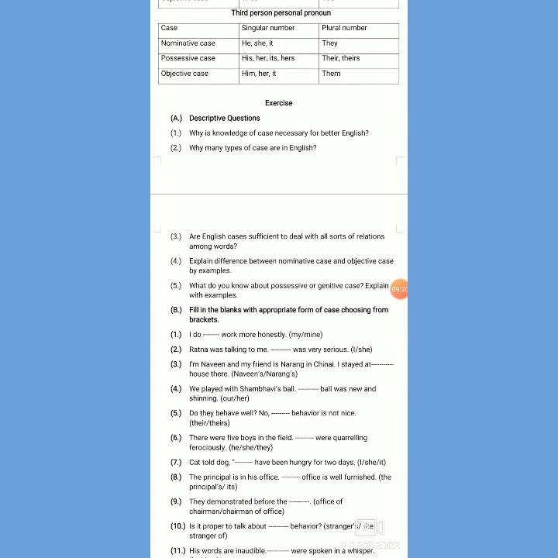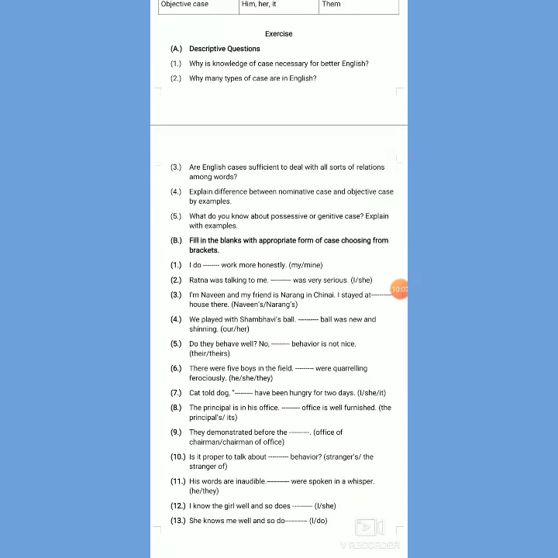Are English cases sufficient to deal with all sorts of relations among words? No, we cannot say that by dint of only 3 types of cases we can deal with everything. We have other things to deal with by the help of prepositions also. The idea of separation is expressed by the preposition from, and so on. There are many different ideas which the Sanskrit Karak system deals with when talking about nouns and pronouns in terms of their vibhakti, because there all relations have been discussed. But in English only three kinds of cases are there, so the rest of the relations are expressed by prepositions, so we cannot say it is all sufficient.